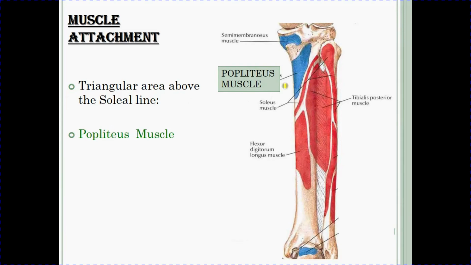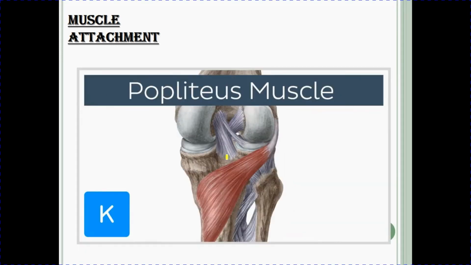Popliteus muscle. Now the posterior surface just above the soleal line was triangular, and from this triangular area above the soleal line, there is attachment of the popliteus muscle. The popliteus muscle is actually inserted on the triangular area above the soleal line. This is the popliteus muscle, and you can see this bone is the tibia and this is the fibula. The popliteus muscle is inserted into the triangular area which is present just above the soleal line.